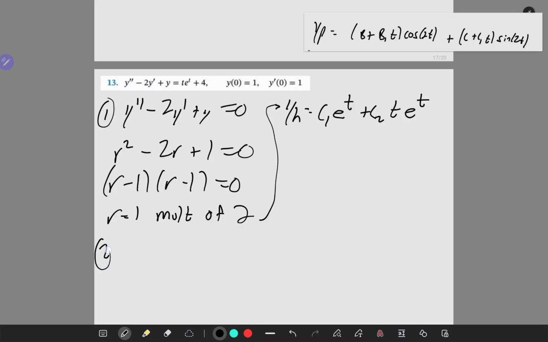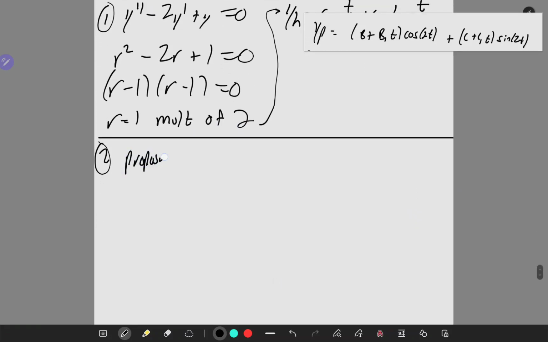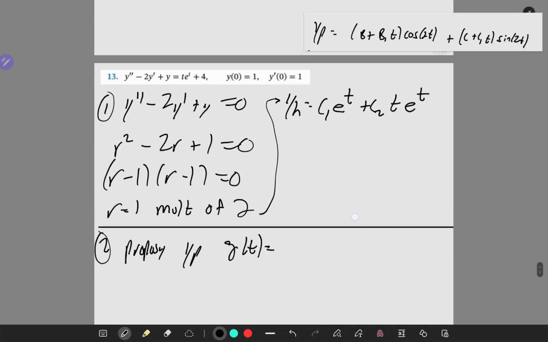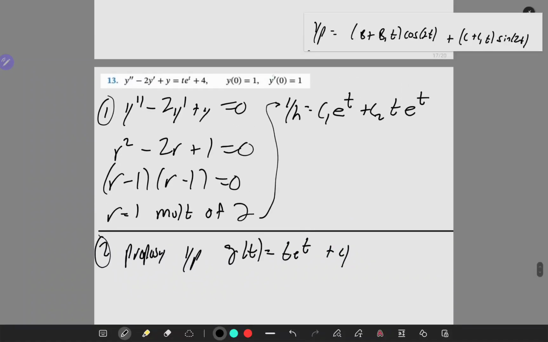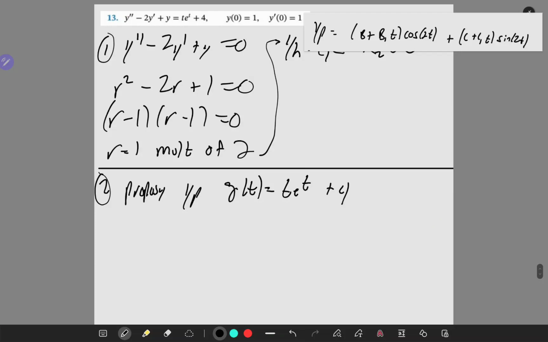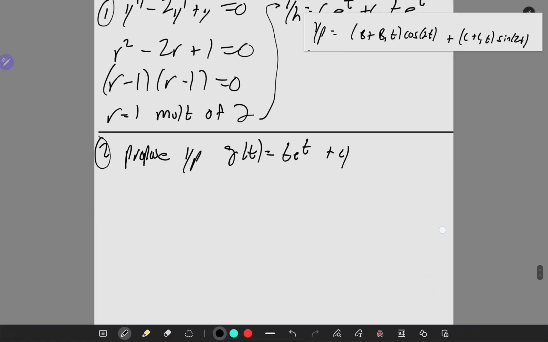Okay, so now that's step 1. Step 2, propose y sub p, wherein our g of t is t e to the t plus 4. And this is an IVP, by the way, so later on we're going to be able to solve for our c1 and c2. Which honestly you could do now if you wanted to, but I'll do it at the end. Let's wait till the end.